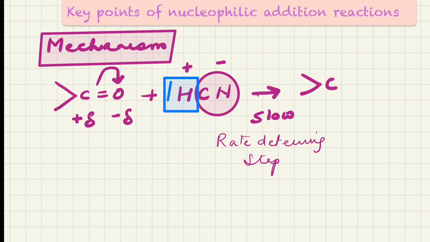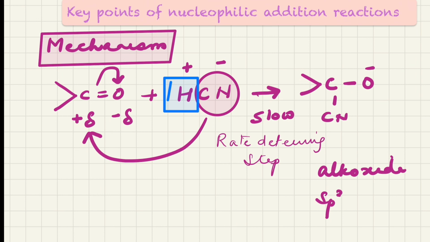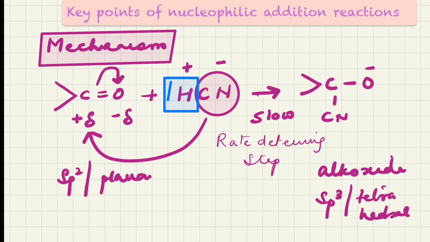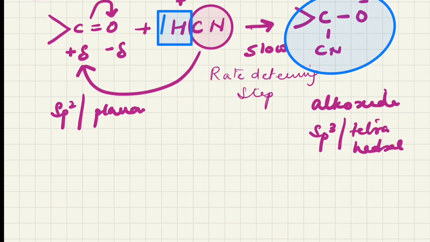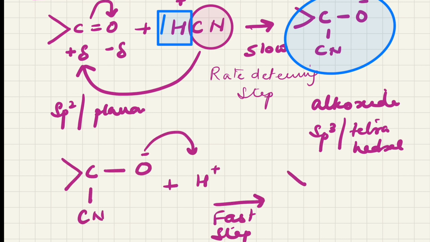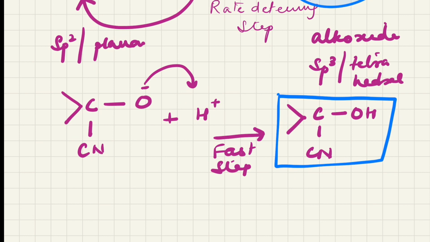So the first step is the attack of nucleophile on C, and what we get is CN here and O in the form of alkoxide, which is sp3 hybridized and which will be tetrahedral. Whereas if you look at the carbonyl, it is sp2 hybridized and it is planar. Now in the second step, this alkoxide reacts with electrophile to give cyanohydrin. The product is cyanohydrins.